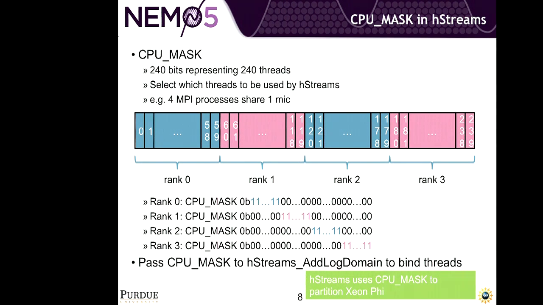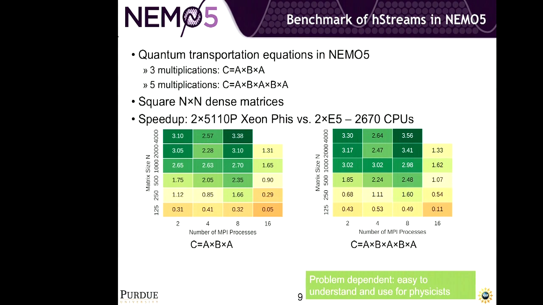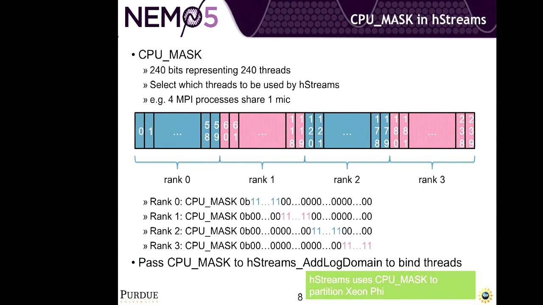And then this is how we do this. hStreams provides a variable of CPU mask. It's 240 bits, so each MPI process just needs to set the corresponding bits with macros provided by hStreams. Here is the 4 ranks case. Then supply this CPU mask to the hStreams at the logical domain to set the thread affinity. So it's easy to do.